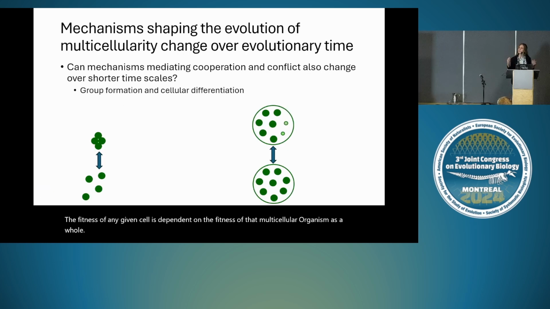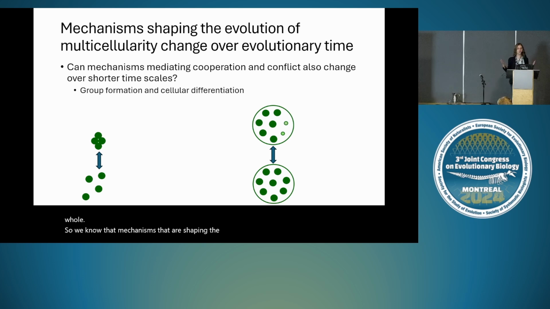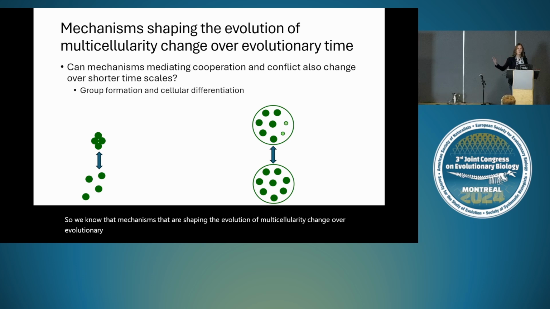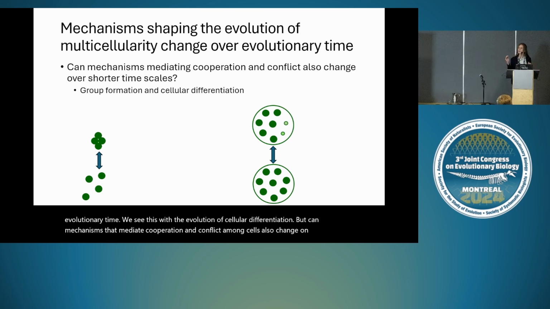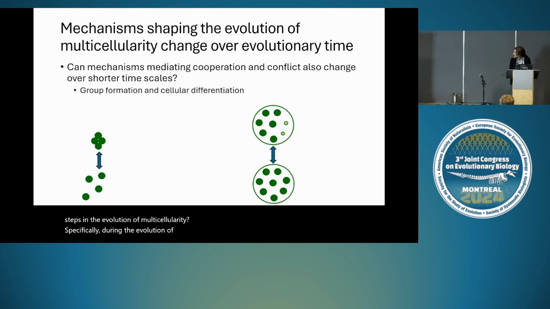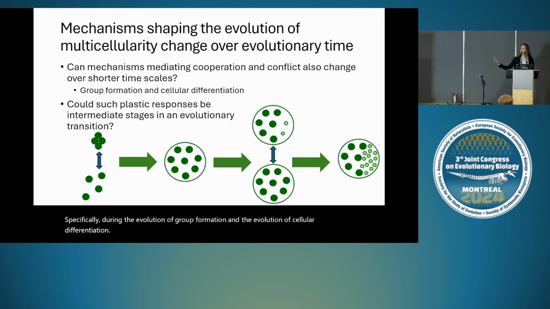So we know that mechanisms that are shaping the evolution of multicellularity change over evolutionary time. We see this with the evolution of cellular differentiation. But can mechanisms that mediate cooperation and conflict among cells also change on shorter timescales? Can you see dynamic changes in cooperation and conflict among cells in different key steps in the evolution of multicellularity, specifically during the evolution of group formation and the evolution of cellular differentiation? Moreover, could such plastic changes be intermediate stages in the evolution of multicellularity?